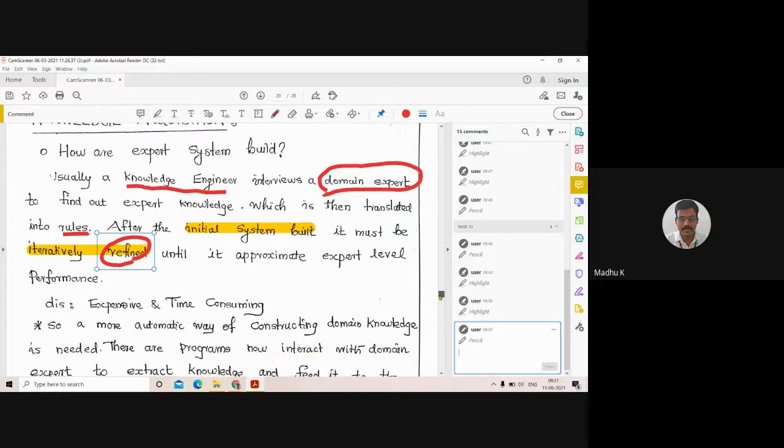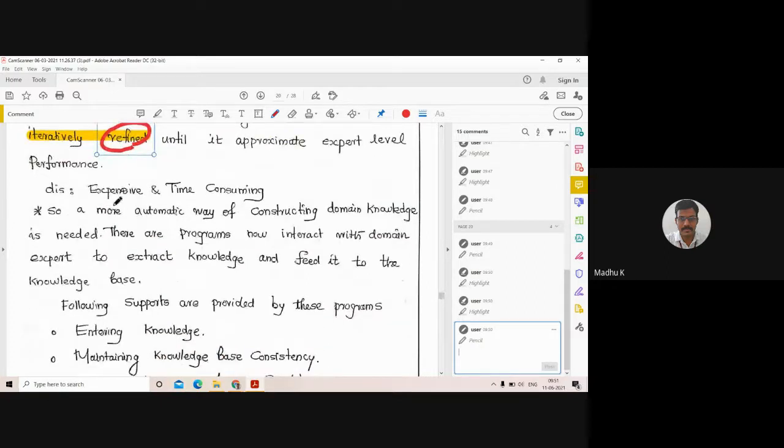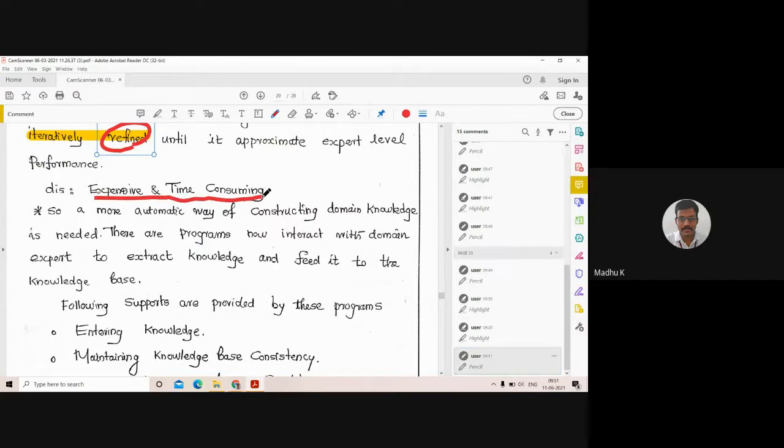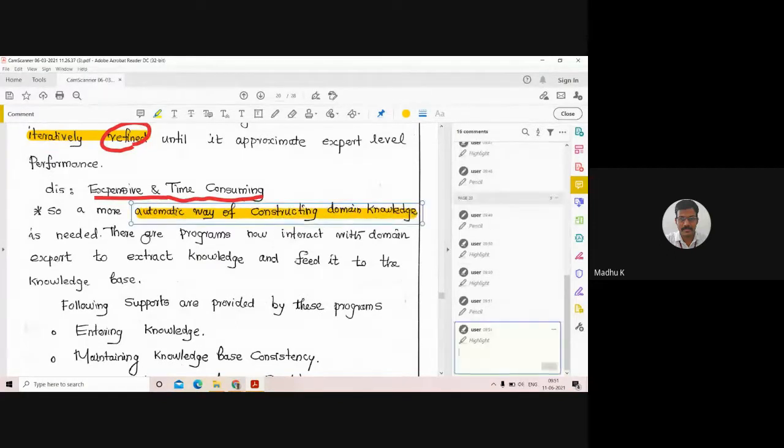So next, what is the disadvantage? It is very expensive and time consuming. This is the disadvantage of the above approach. So we need some other method, a more automatic way of constructing domain knowledge.